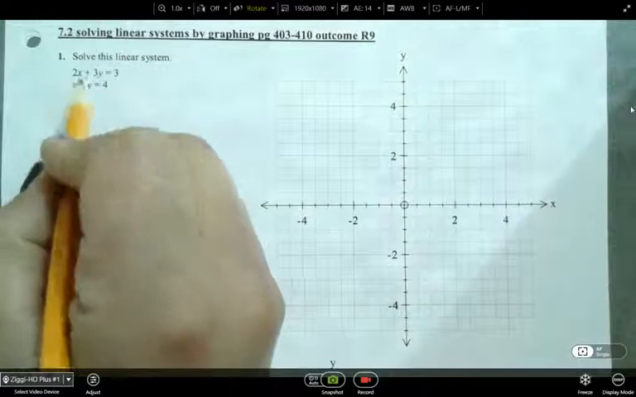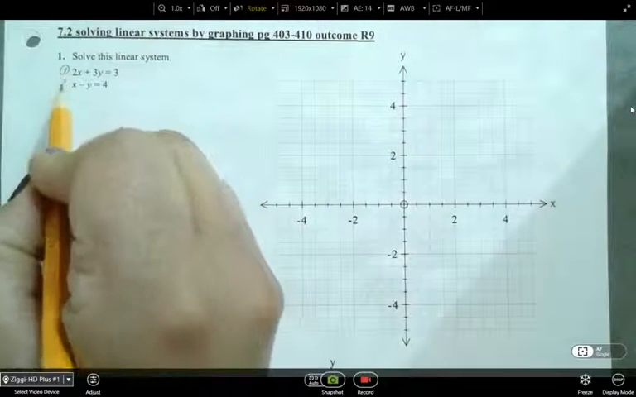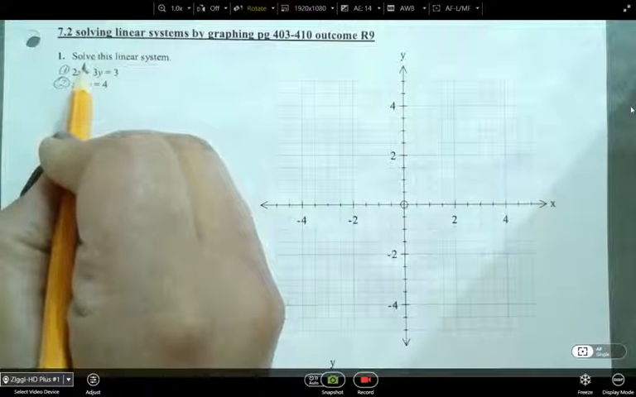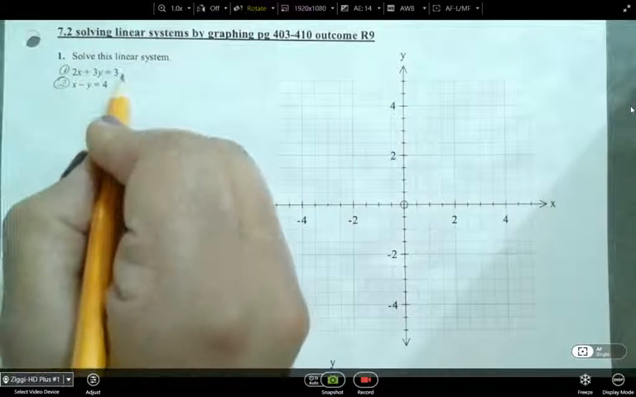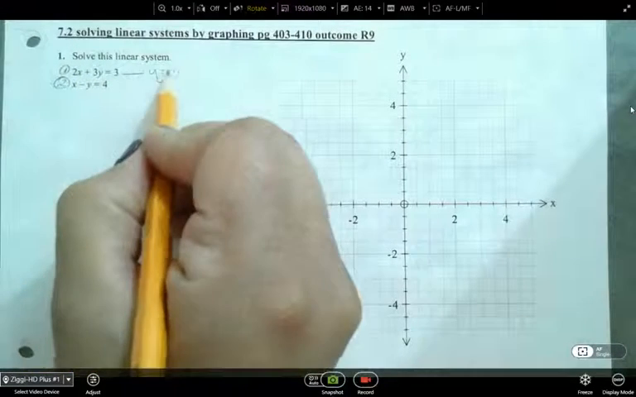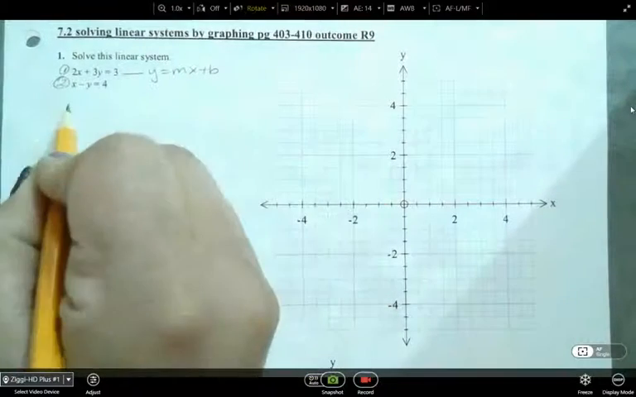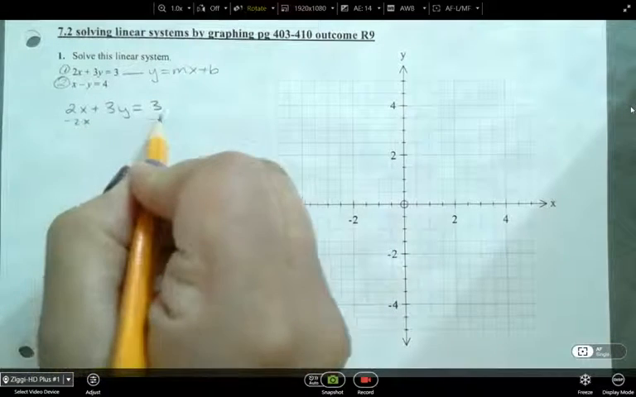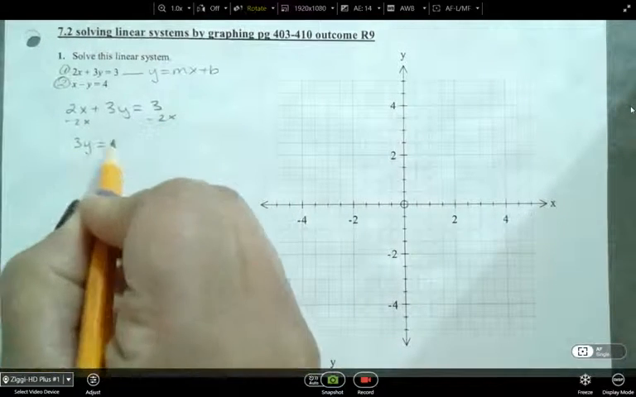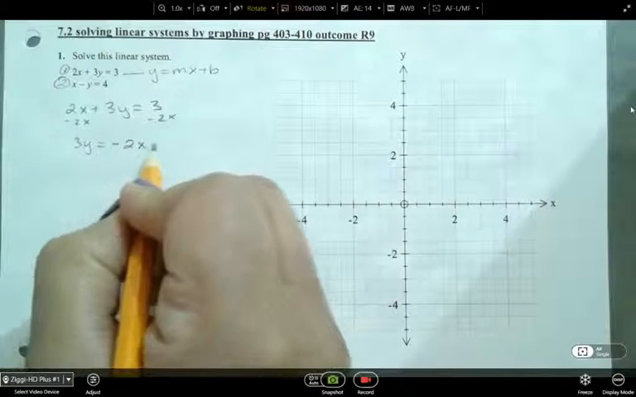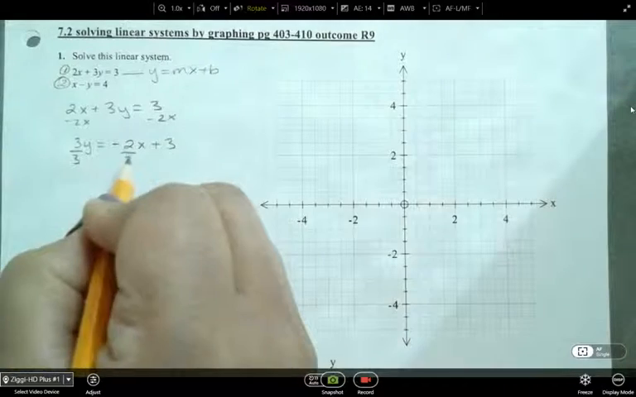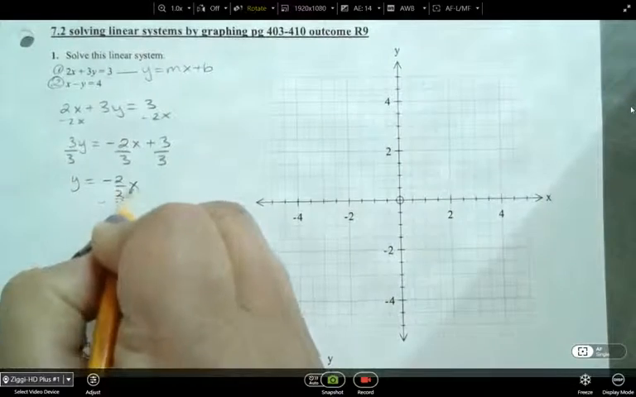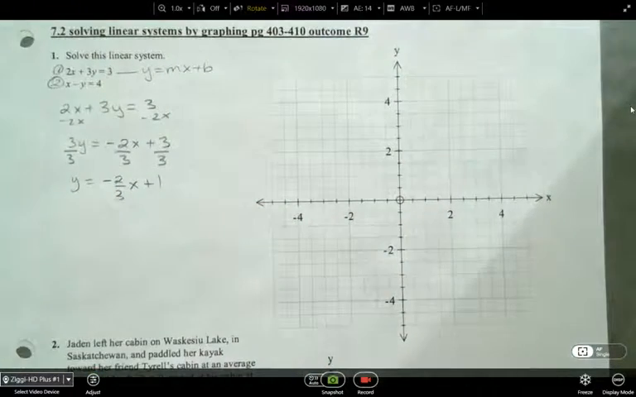I can rearrange this equation. Let's call it equation 1, and that equation 2. I can rearrange it so that I have it in y equals mx plus b form. I solve this by subtracting 2x on both sides. Then I've got 3y equals negative 2x plus 3, and then I divide everything by 3. This gives me a slope of negative 2 over 3 and a y-intercept of 1.